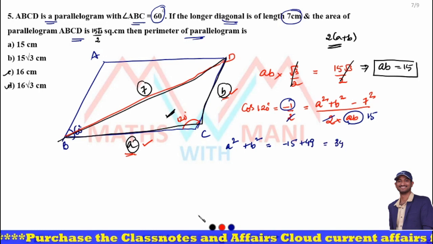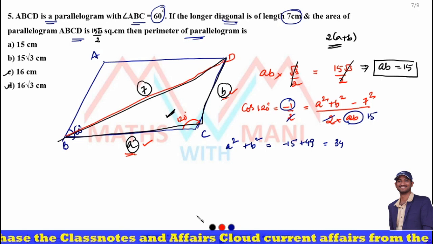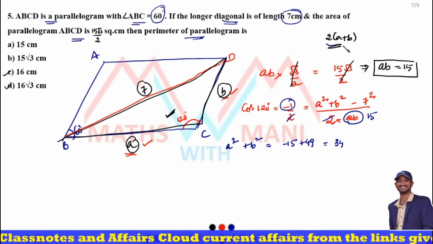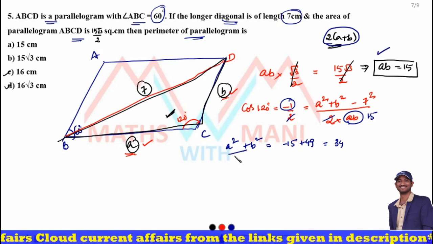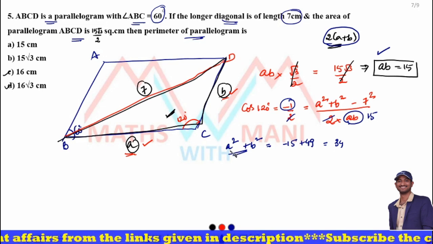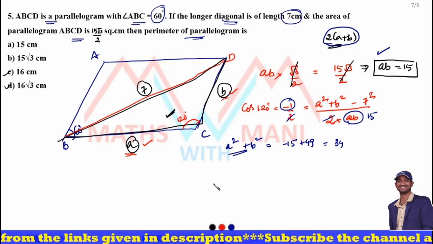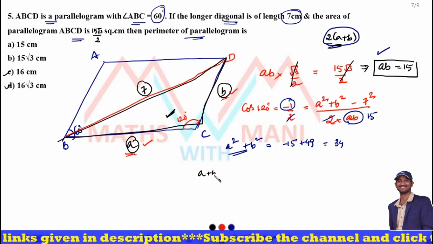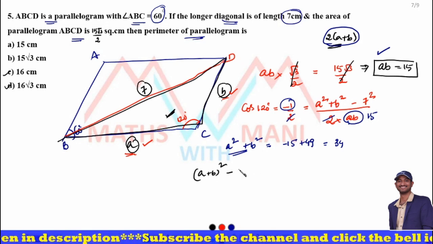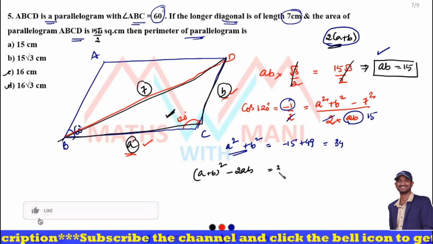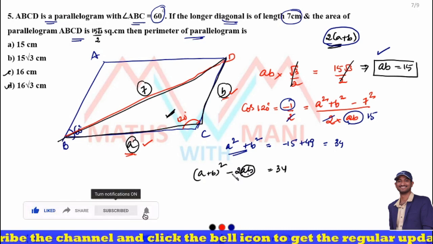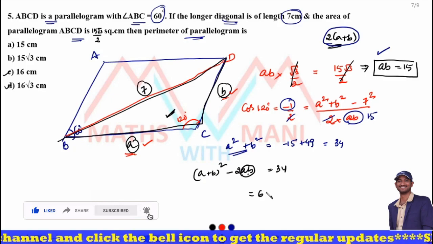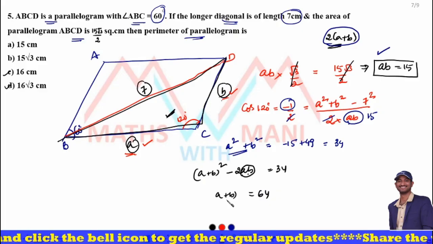But what we have to find out? We have to find out 2 into A plus B. I know the value of AB and I know the value of A square plus B square. From these two values, I can easily find out the value of A plus B. Yes or no? How? A square plus B square can be written as A plus B whole square minus 2AB, which is equal to 34. So AB is 15, 15 into 2, 30. 34 plus 30 is 64. A plus B whole square is 64.